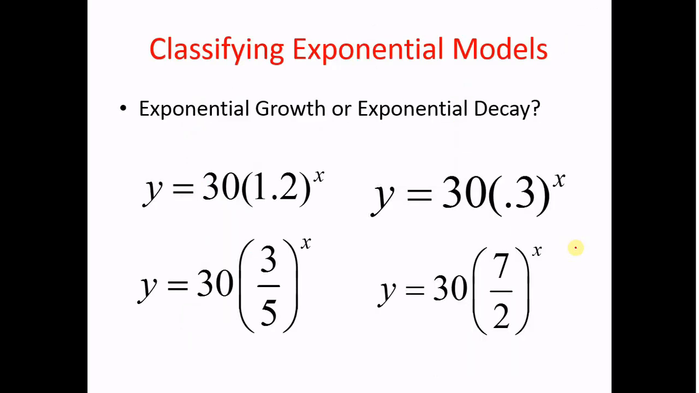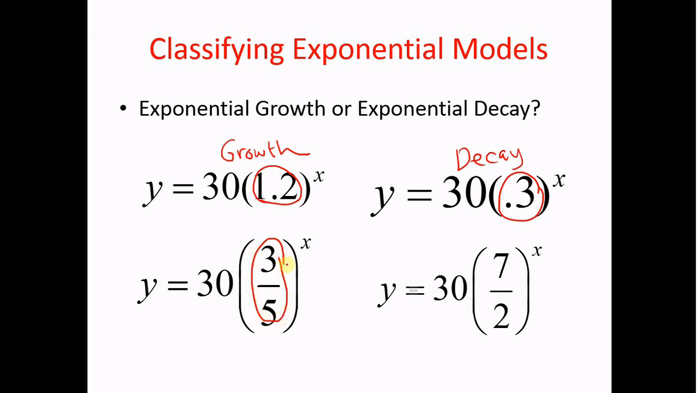So let's just kind of classify here. Do you have a growth or do you have decay? So you're always going to want to look at your B right here. You're going to want to ask yourself, is that bigger than 1 or less than 1? So 1.2, that's bigger than 1. So this is a growth graph. And you're going to look here. Is 0.3 smaller than 1 or bigger than 1? Smaller. So he's going to be a decay graph.